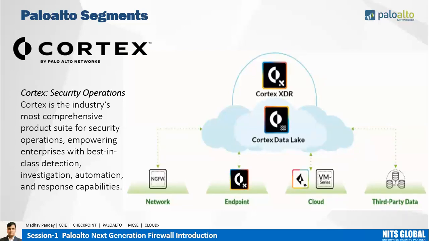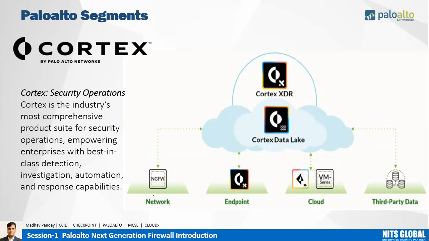And this is actually empowering enterprises with best-in-class detection. Almost everyone today has a cloud solution, but this has new and unique capabilities. So best-in-class detection, investigation, automation, and response capabilities are controlled and managed from Cortex. So what is this Cortex XDR? It's a cloud-based repository.